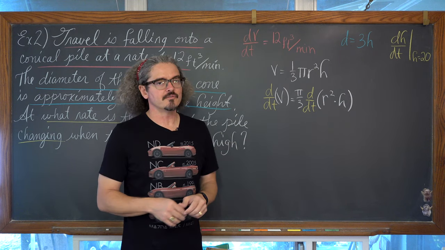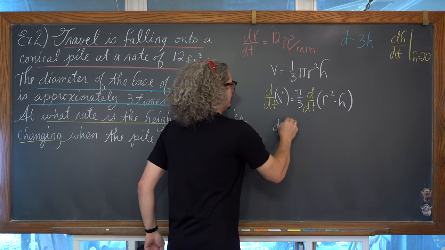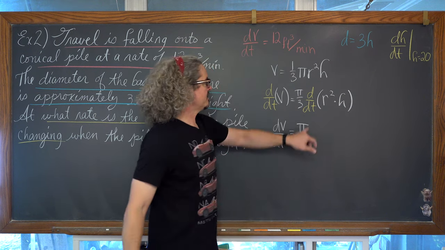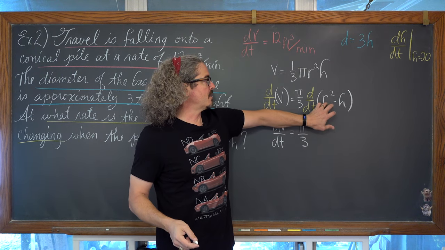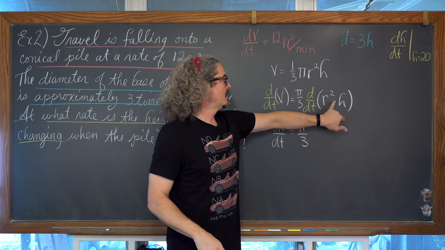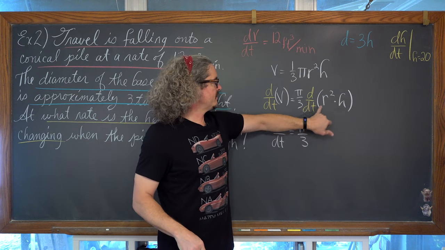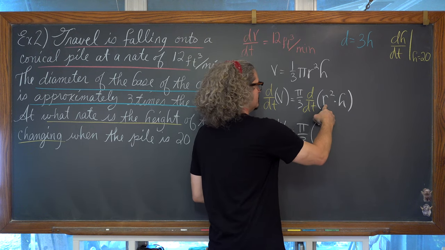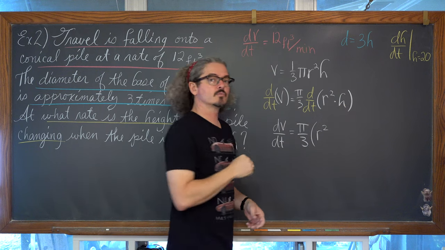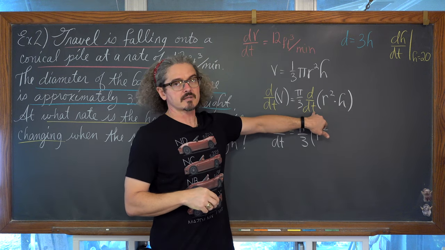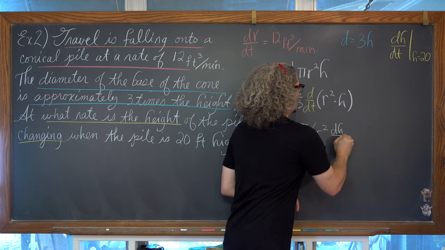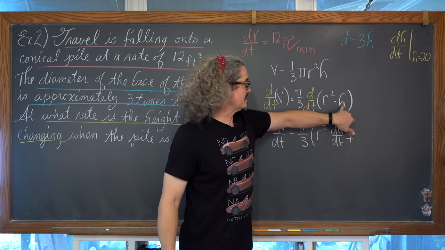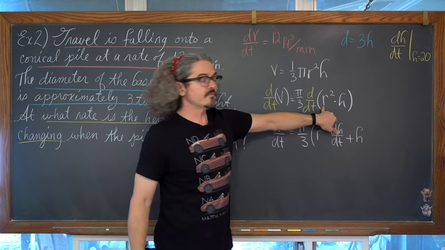The derivative of V with respect to t is of course going to give us dV over dt, and then we have our pi over 3, and we're taking the derivative with respect to t of the function r squared times h. Oh, so we're taking a derivative of two functions being multiplied together. Well, that's product rule. And so we have the first, r squared, times the derivative of the second. The derivative of h with respect to t is dh over dt, and then plus the second, h, times the derivative of the first.